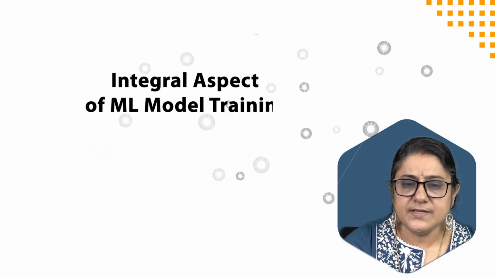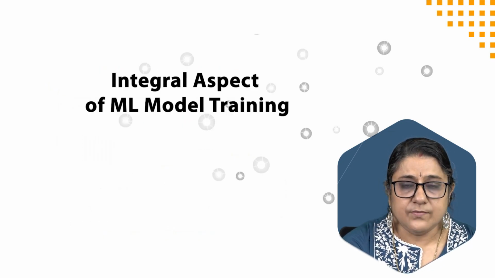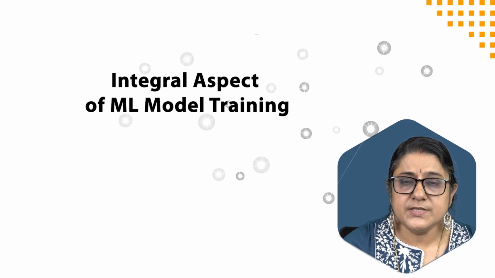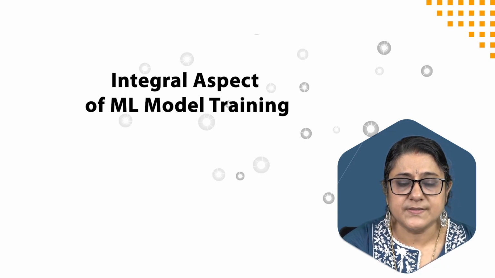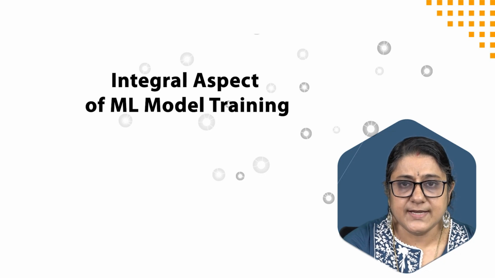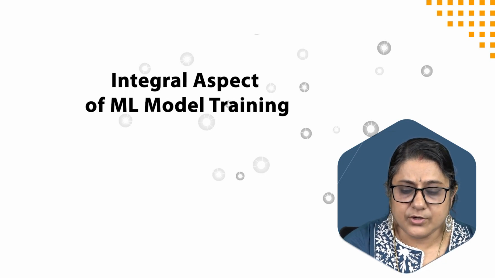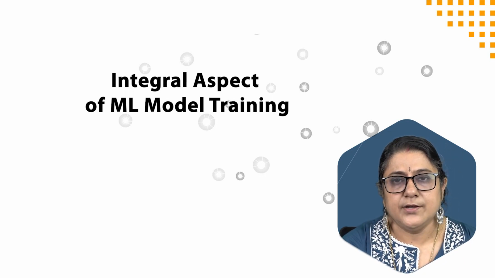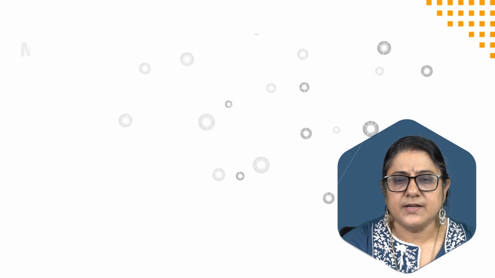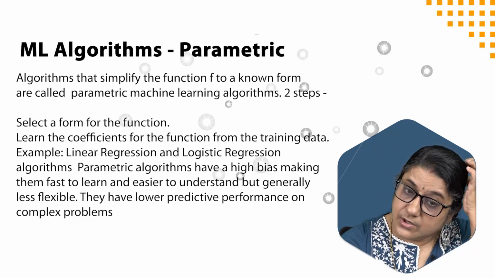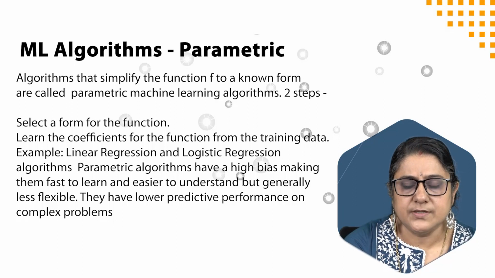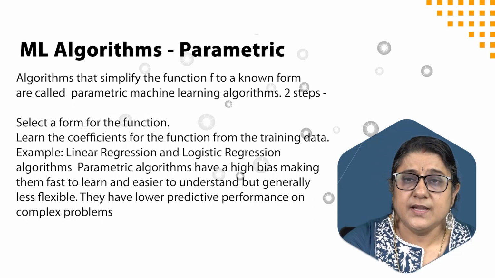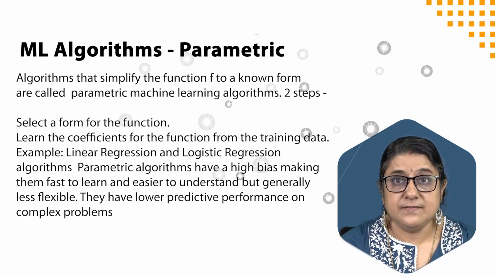Let us now discuss the integral aspects of ML model training. What are the aspects we should take care of while training a model, how much data should there be, how many samples, and what are the problems or challenges we face during model training. There are two types of algorithms, parametric algorithms and non-parametric algorithms. In the parametric algorithms, the function already knows the distribution of the data. Examples are linear regression and logistic regression algorithms, and they have high bias, which makes them fast to learn.